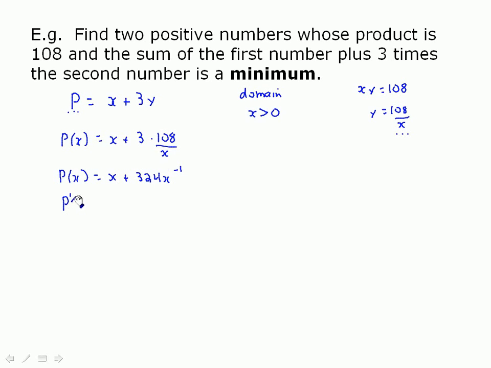And then when we take the derivative of P at x, we'll get 1 minus 324 x to the negative 2. So P prime as a function of x is equal to 1 minus 324 over x squared.